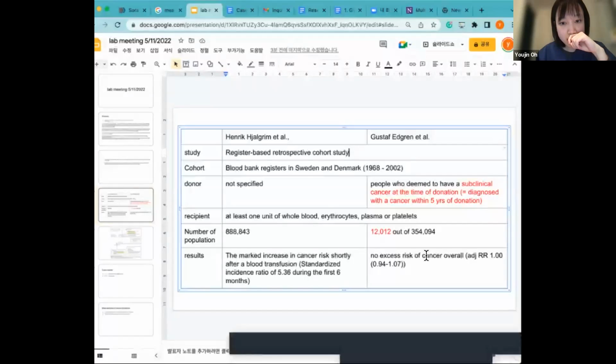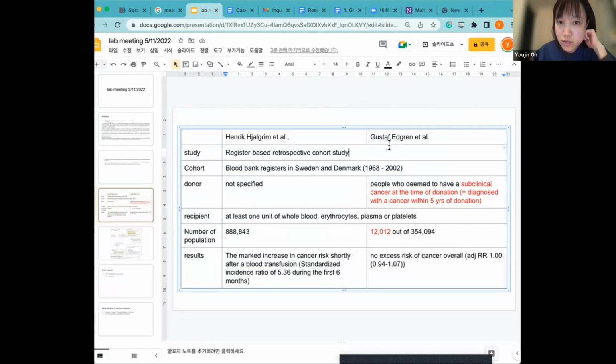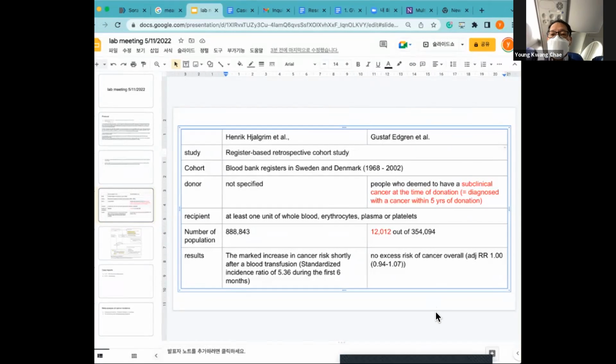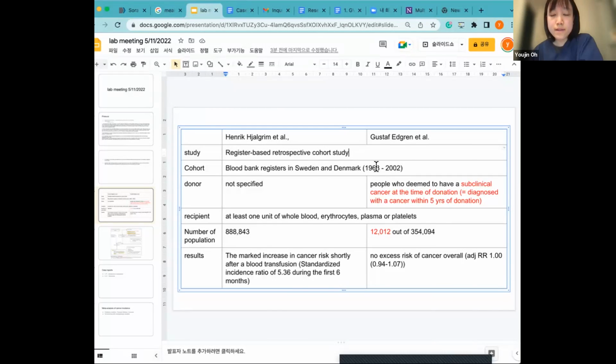Sorry. Yeah. This paper, you wrote a small letter to this Gustav Edgren et al. paper, which was in Lancet. Yeah. So this is subclinical. This was 12,000 because of this criteria. No excess risk. And then you have Henrik. But those are all coming from the same cohort. Yes.